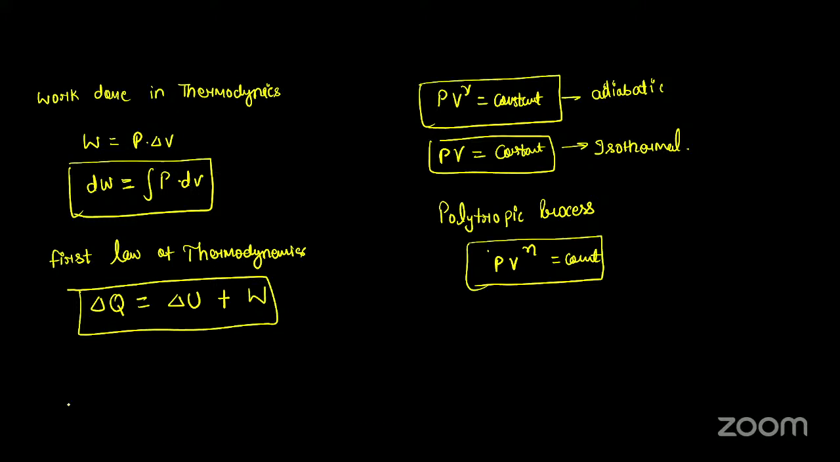Okay. Now, if you are taking work done on the system as positive, then you have to take work done by the system as negative. These types of symbols, or the precaution with the sign, you have to maintain.